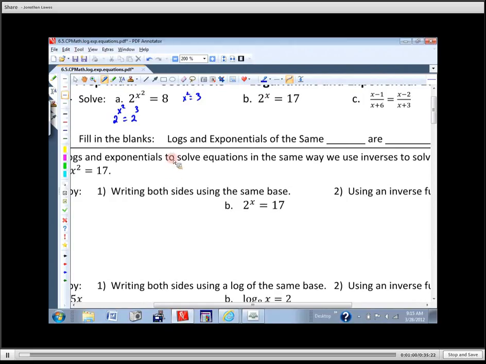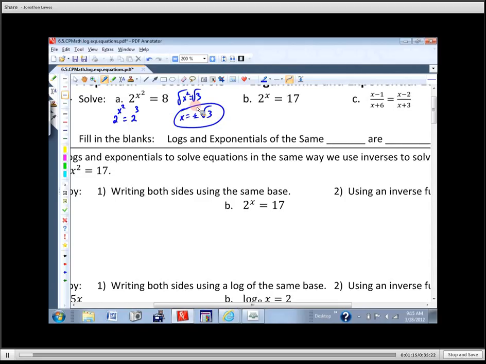And now I can just use inverses. I need to undo squaring. How do I undo squaring? Take a square root. So I'm going to take the square root of this side and the square root of that side. So that's going to give me x equals plus or minus radical 3. So I get two answers for that one.